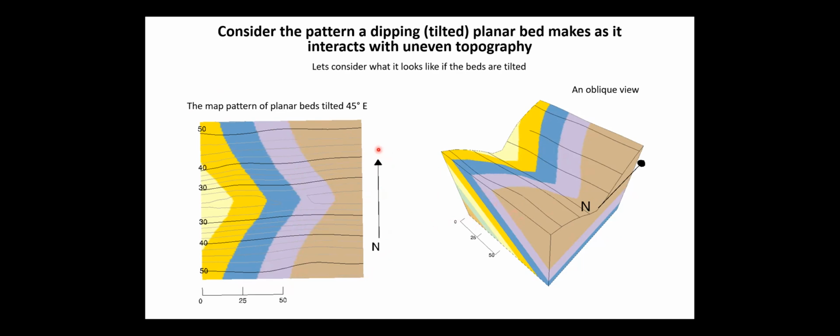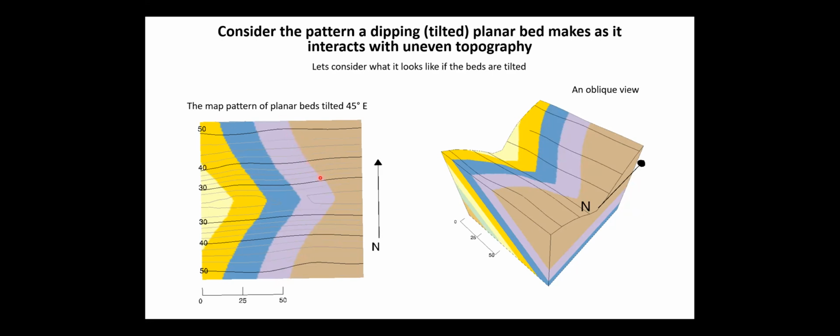Okay, so what you can see in the map view is that the tilted beds make this V-shaped pattern as they cross topography. So that's what we're talking about when we're talking about the rule of V's. It makes this V-shaped pattern. So the contact lines, again, do not follow the elevation contours. And in this case, they're cutting across them at acute angles, almost perpendicular angles.